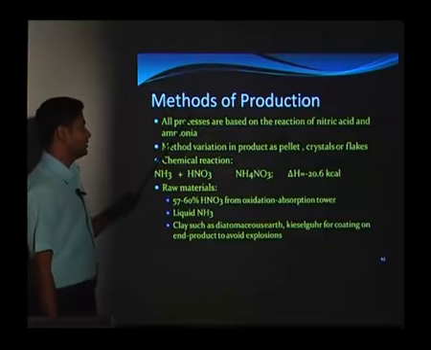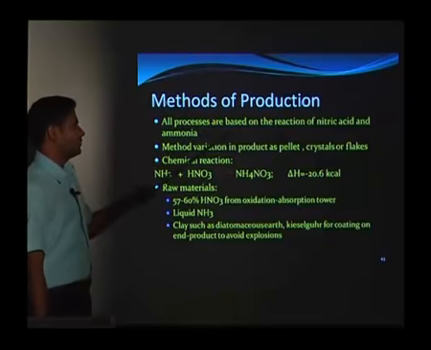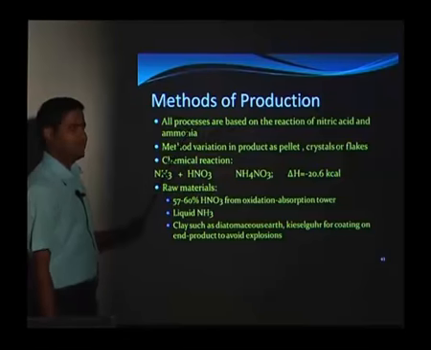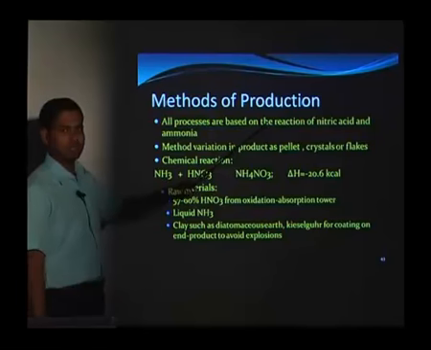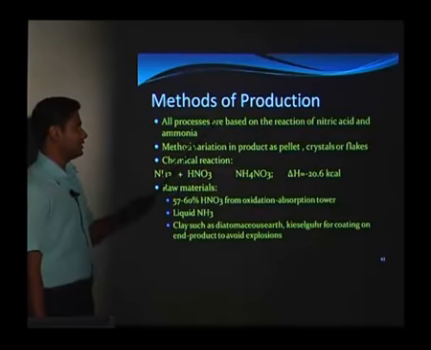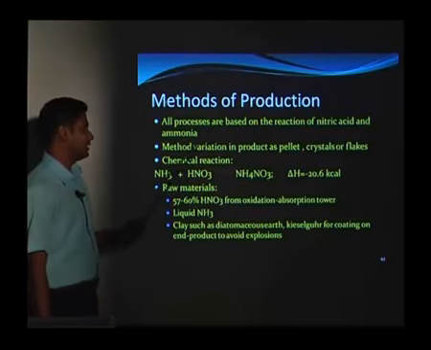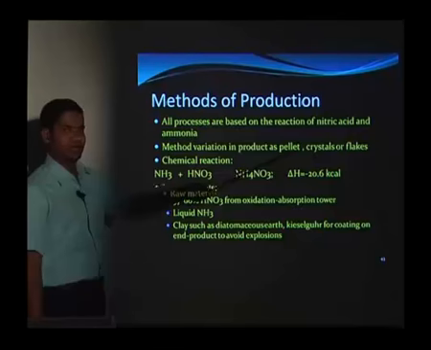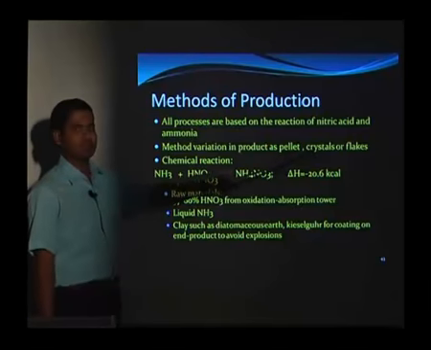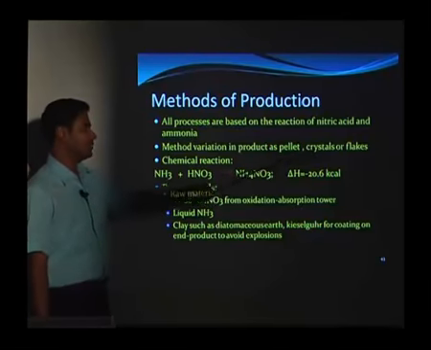If you see the method of production, all processes are based on the reaction of nitric acid and ammonia. You know ammonia NH3 and nitric acid HNO3. By combination of them we can form ammonium nitrate. The method varies with products as pellet, crystal or flakes. Here the raw materials are the same, but the final finished product may be in pellet form or in crystal form or flakes. So that will vary the process.